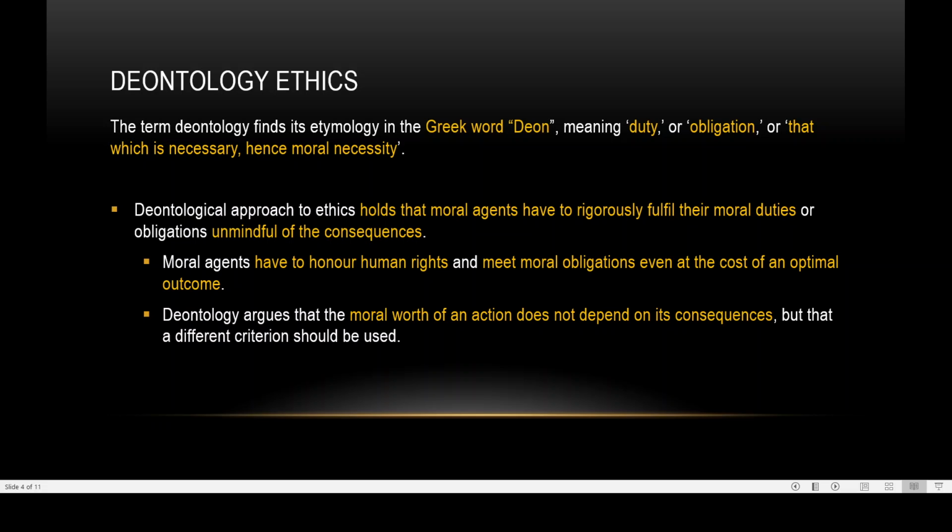So what is the origin of the word deontology? It came from the Greek word deo. Ology is study, right? Deo means duty, obligation, or that which is necessary. The deontological approach to ethics holds that moral agents have to rigorously fulfill their moral duties. It focuses on duties, and you should be unmindful of the consequences. The classical example is demolishing a house which is on the road. If you see the demolition, you might think it is a wrong action, but from a duty perspective, as a municipal commissioner, it is the right thing, because they are occupying public property.